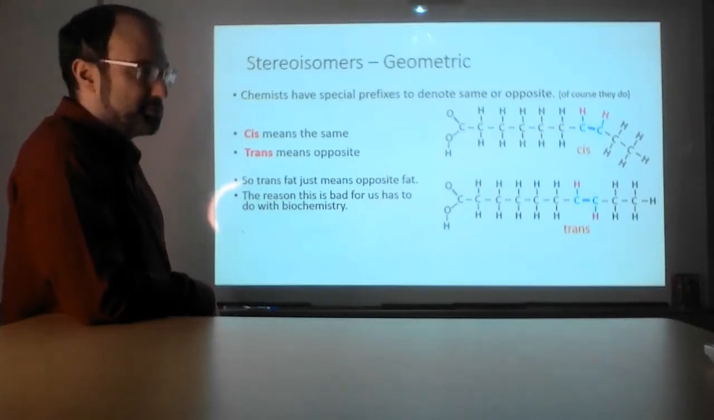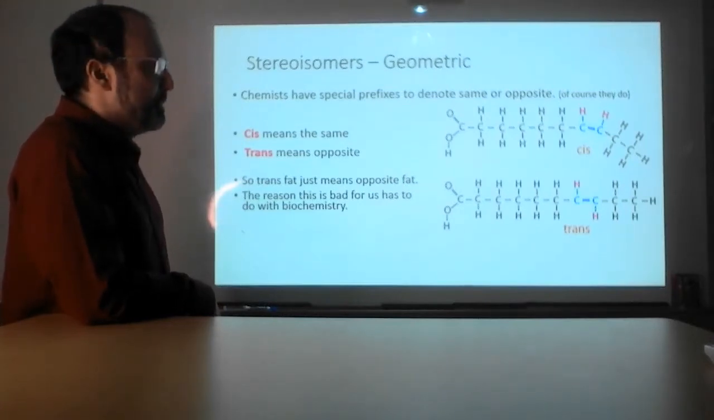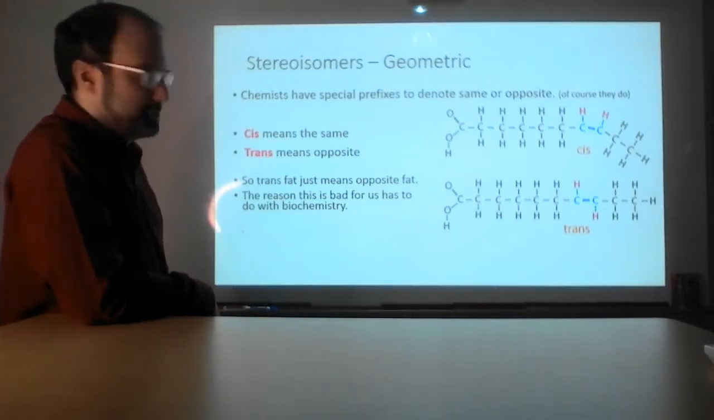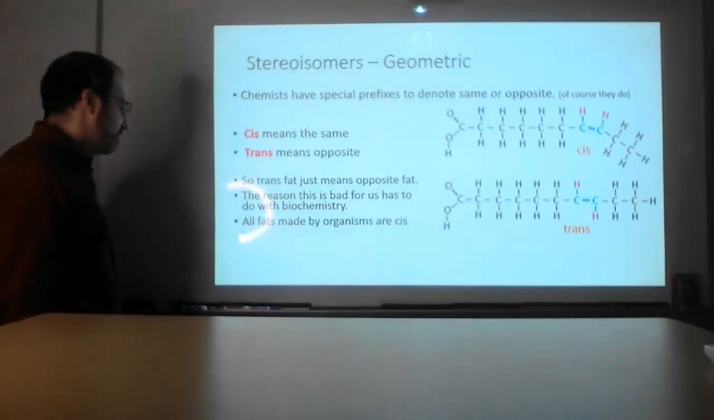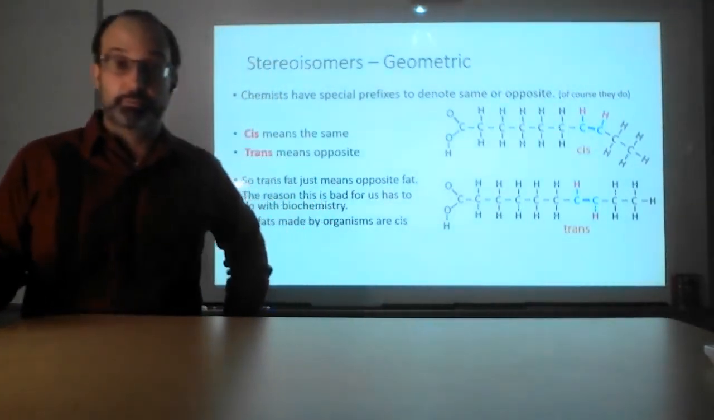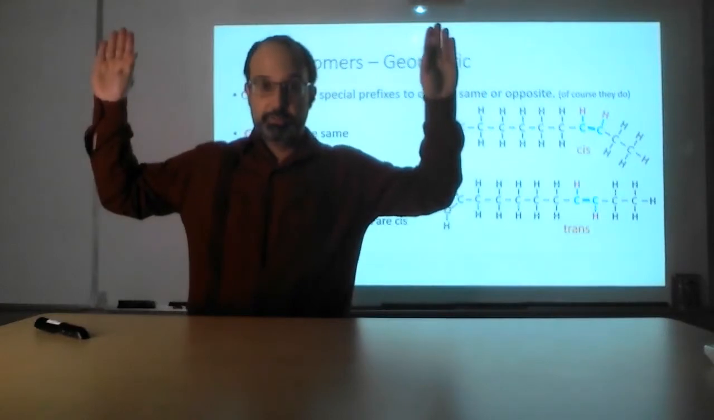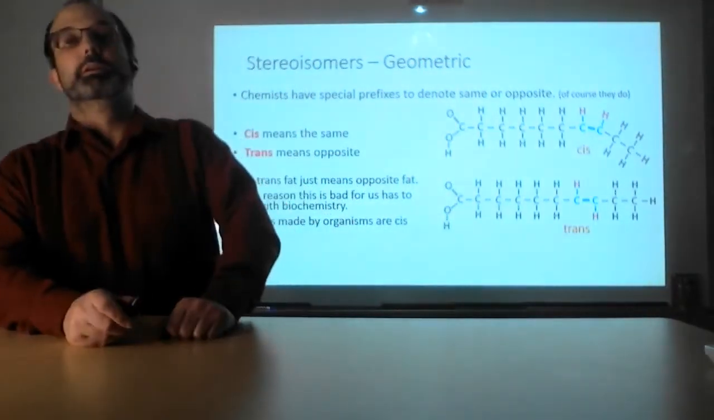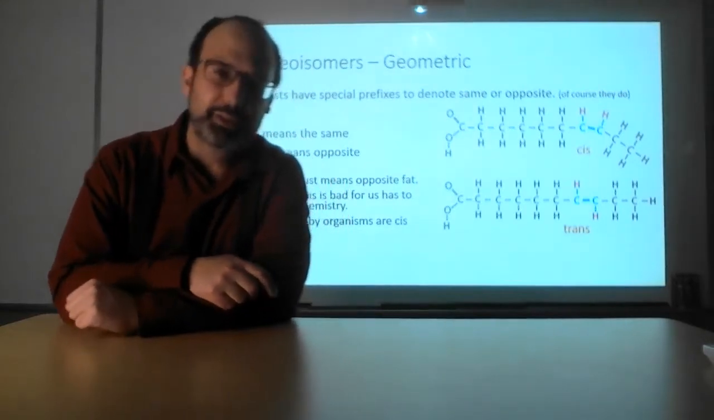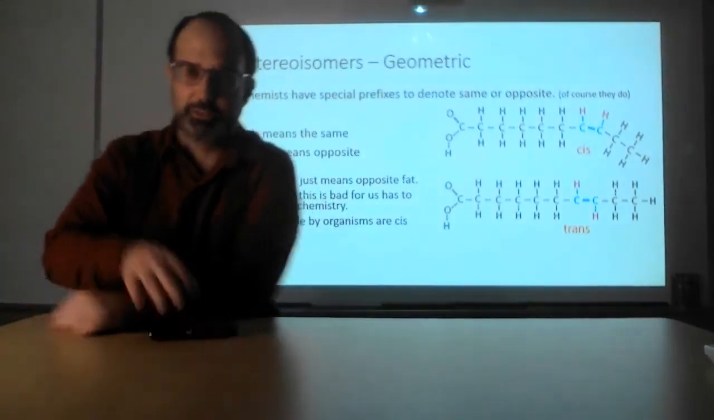Bio meaning living, chemistry meaning study of matter. Biochemistry is, of course, the study of chemistry in living organisms. All fats made by organisms are cis. All of them. Period. Done. Every one of them. All of them look either like this or like this. But we as humans are very clever. We have the ability with chemistry to make trans fats that are this way.